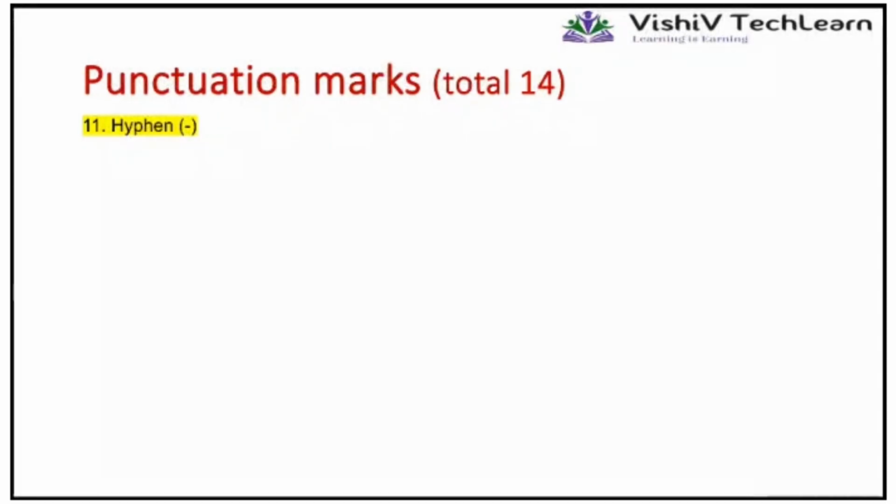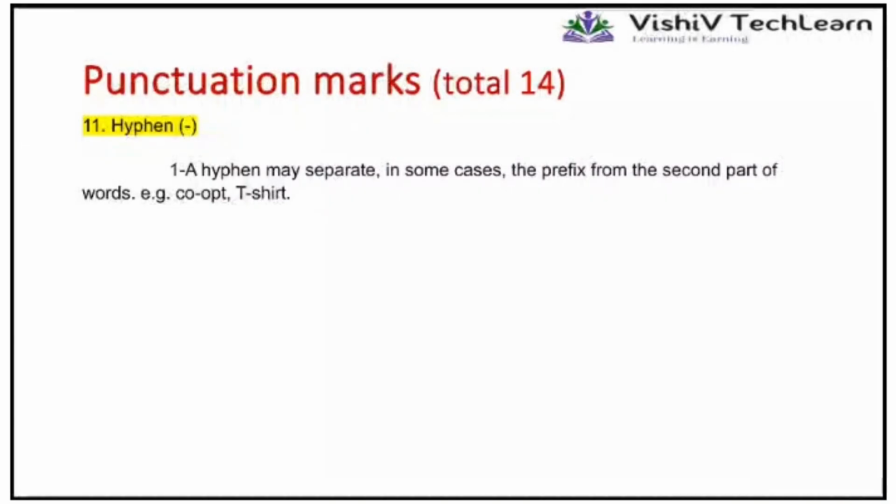It is the hyphen. A hyphen is a short dash. A hyphen can be used to separate the prefix from the second part. Examples: co-opt, t-shirt. One more example could be coordinator, co-ordinator, and so on. The second use of hyphen may be to join compound words. For example, 21, twenty-one.